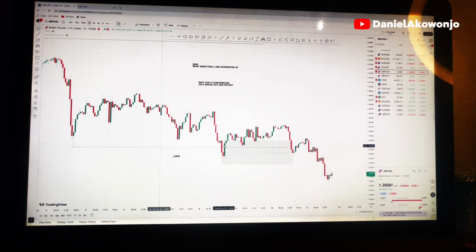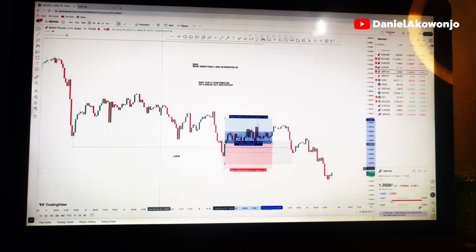Do you see that? Now if we could see price coming back into it, we buy off from this point, put our stop loss one candlestick away, and then target 1:2.